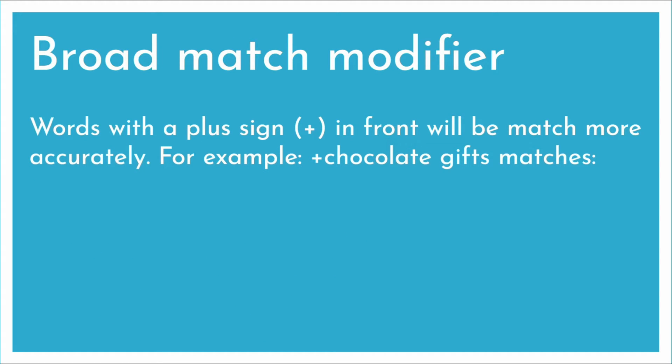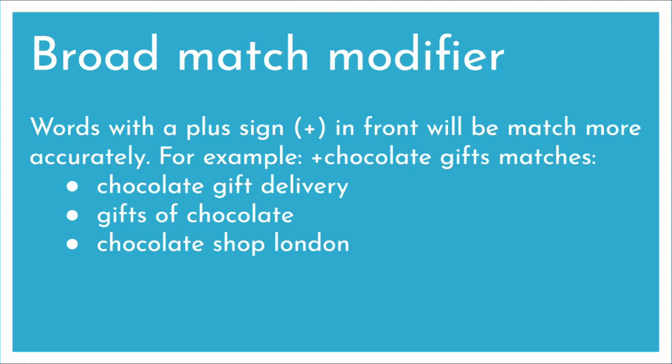Okay, now broad match modifier. This is where it gets slightly more complicated. You can put a plus sign in front of a word to match that word more accurately. For example, you've got chocolate gifts. If you put a plus in front of chocolate, the matches are going to be chocolate gift delivery, gifts of chocolate, and chocolate shop London. If you wanted both chocolate and gifts to appear, you could put a plus in front of both of those. It would not, for example, match a Cadbury assortment set. So if we went back to our first broad match, it wouldn't match to the Nivea gift set.